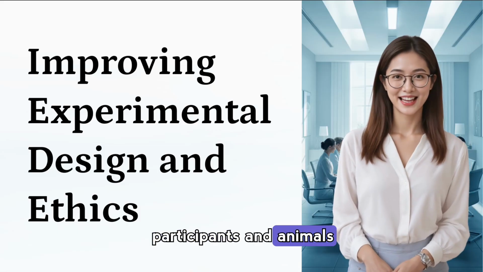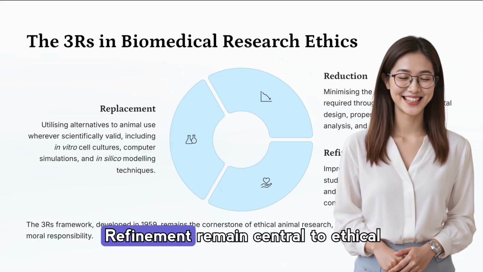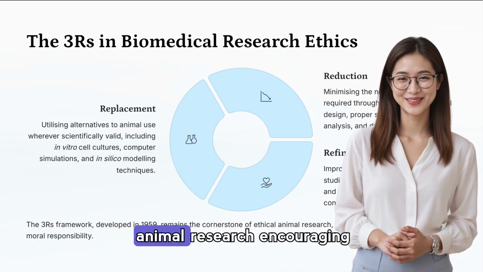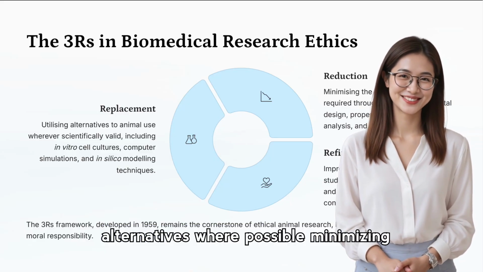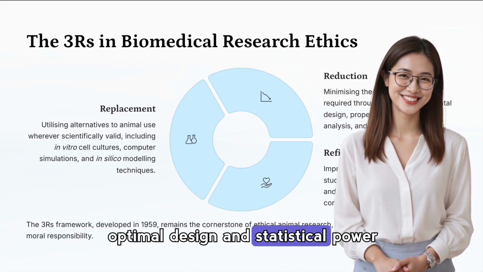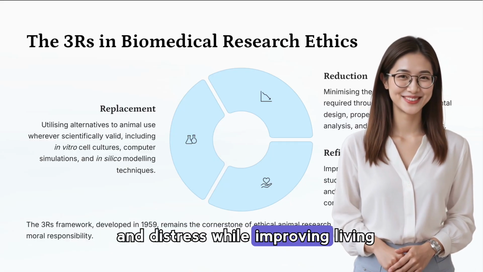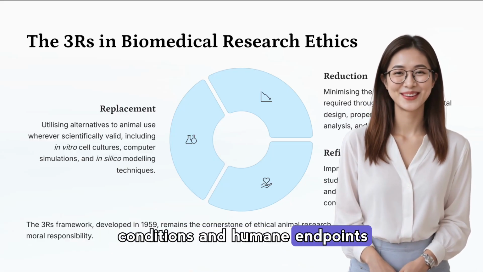of participants and animals. The three Rs, replacement, reduction, and refinement, remain central to ethical animal research, encouraging alternatives where possible, minimizing the number of animals used through optimal design and statistical power, and refining procedures to reduce pain and distress while improving living conditions and humane endpoints.